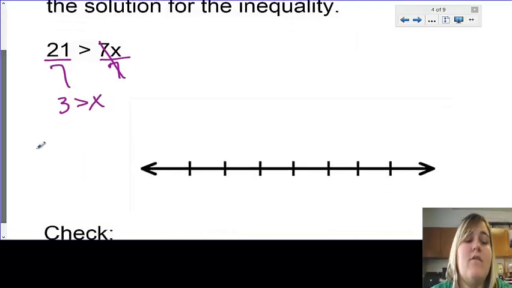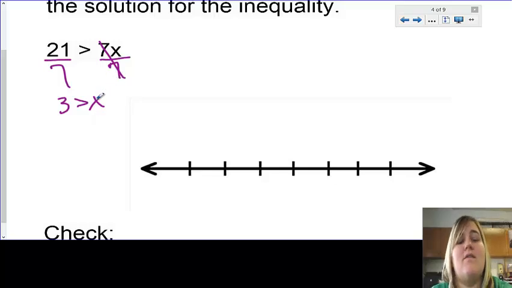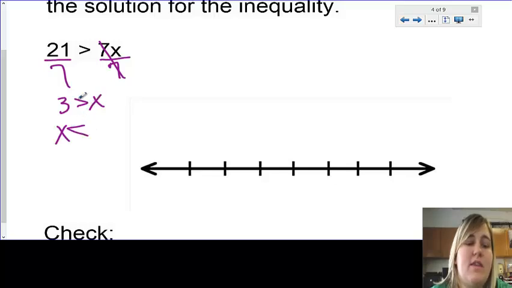Now, whenever I graph this, I always want to graph when my variable's on the left side. So since my variable's on the right side right now, I'm going to flip the whole thing. So I'm going to move the variable to the left. I'm going to make sure that, see, it's pointing at the x. My sign should still be pointing at the x, so my sign flipped. And then my 3 is going to be on the right.